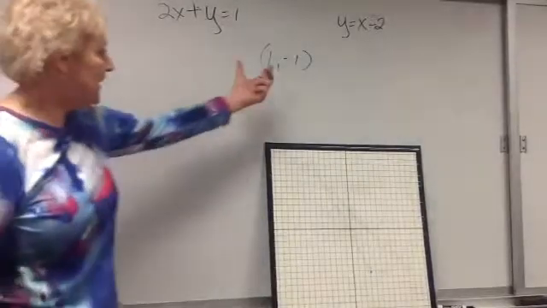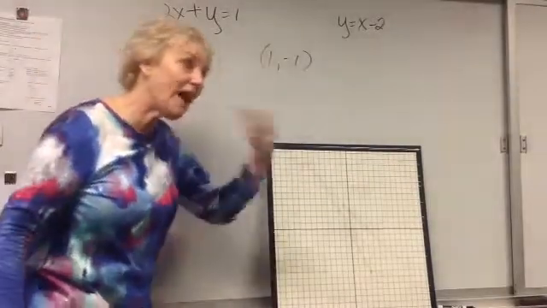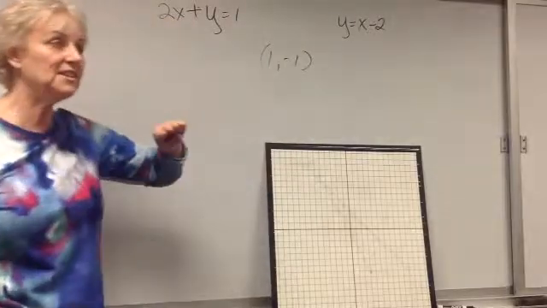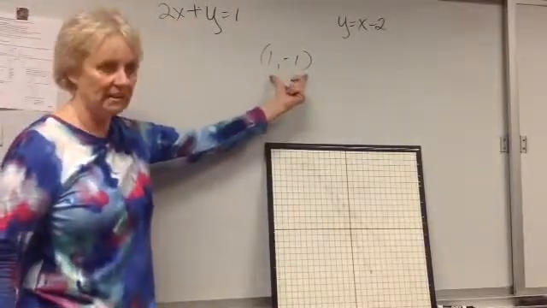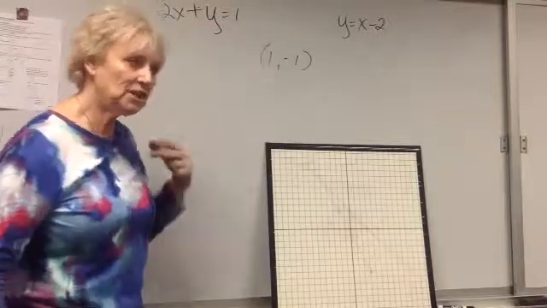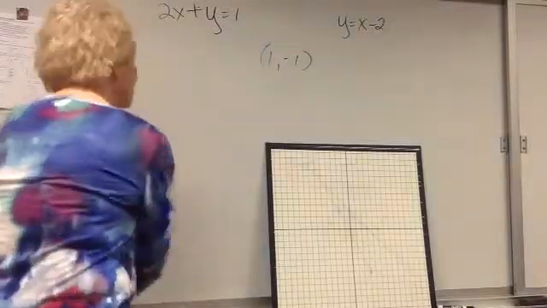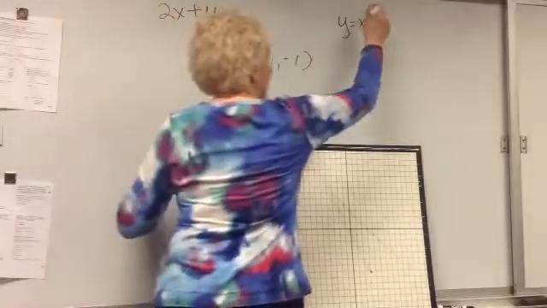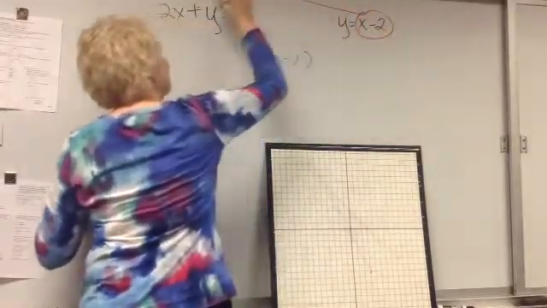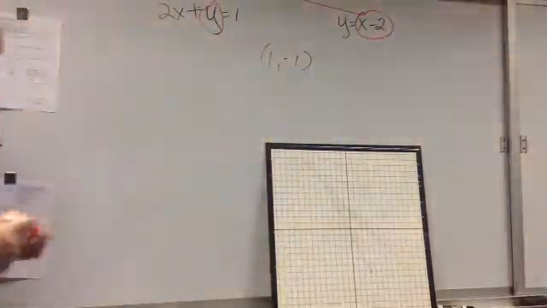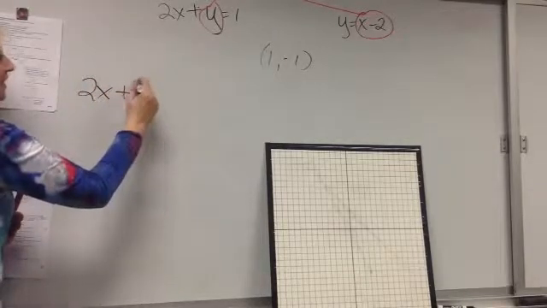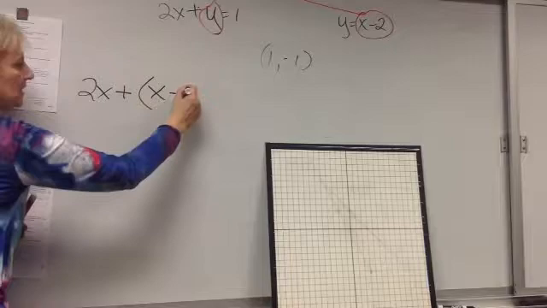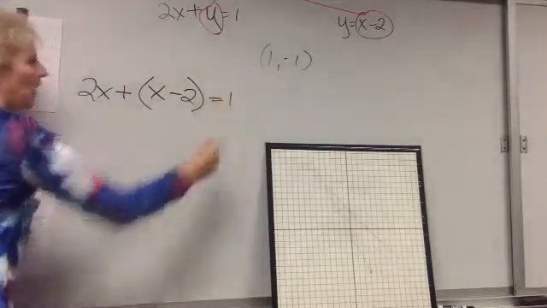Okay, the answer to the homework last night by graphing. I'm going to show you 3 methods this chapter. By graphing, you got 1, -1. We're going to use substitution. We're going to substitute x minus 2 in for y. So, 2x plus parentheses x minus 2 equals y.